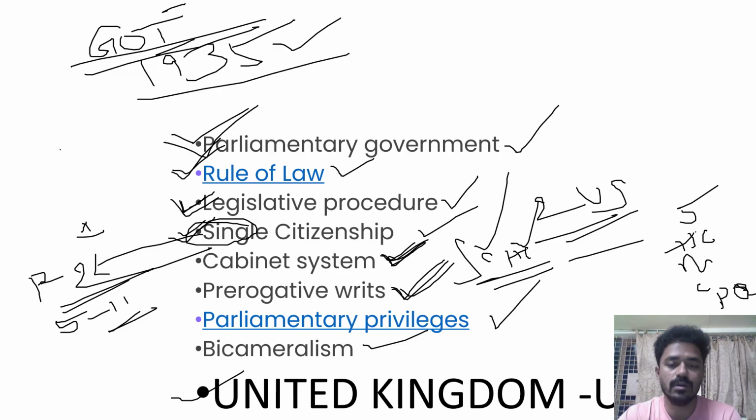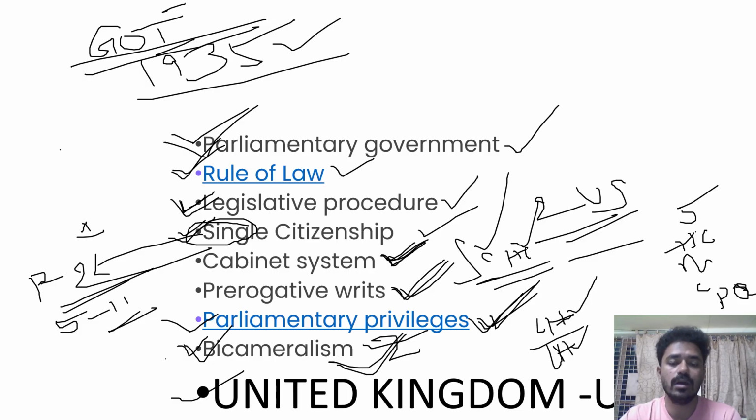And next, parliamentary privileges. The privileges for the members of the houses of the parliament. They are having some privileges. These are parliamentary privileges. And next, bicameralism means there are 2 houses, just like in our parliament we are having lower house, that is Lok Sabha, and upper house, that is Rajya Sabha. These are 2 houses which form a bicameralism. These things are adopted from United Kingdom, that is British Constitution.